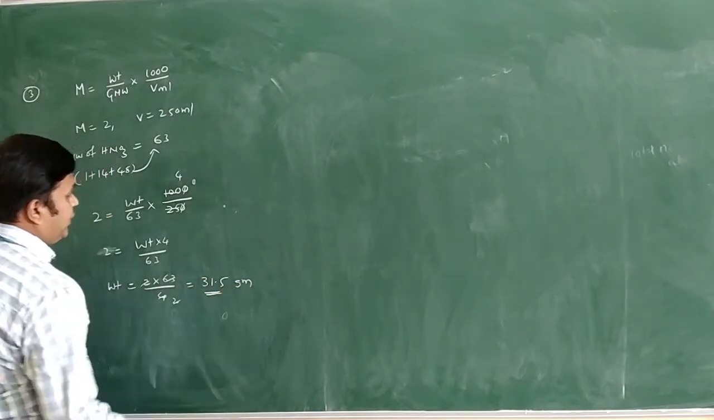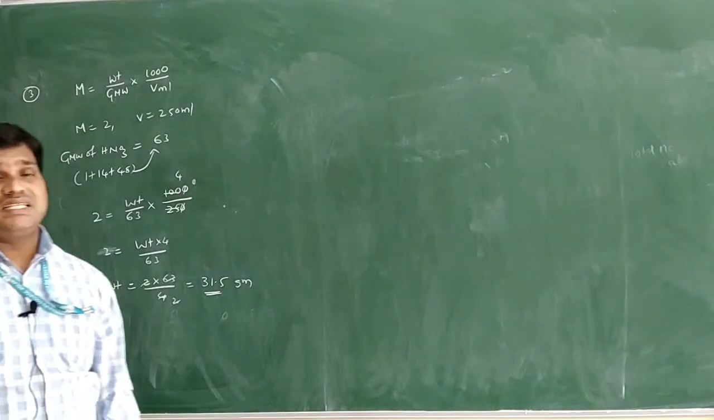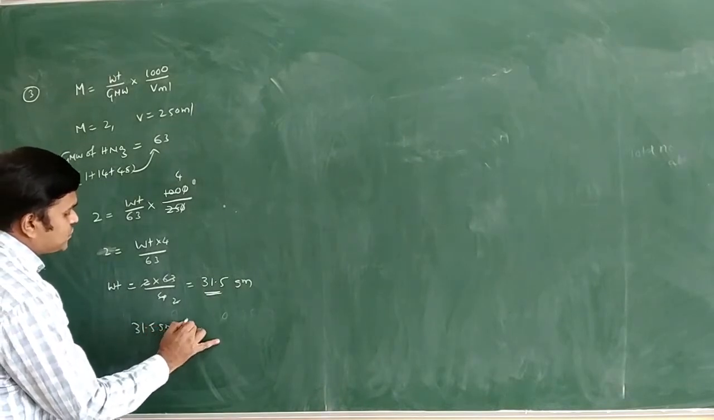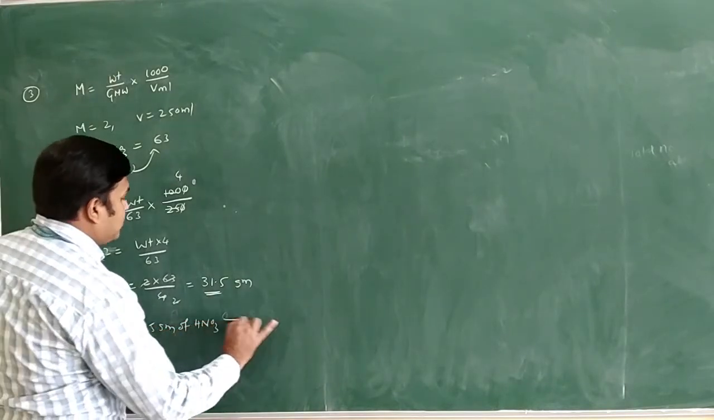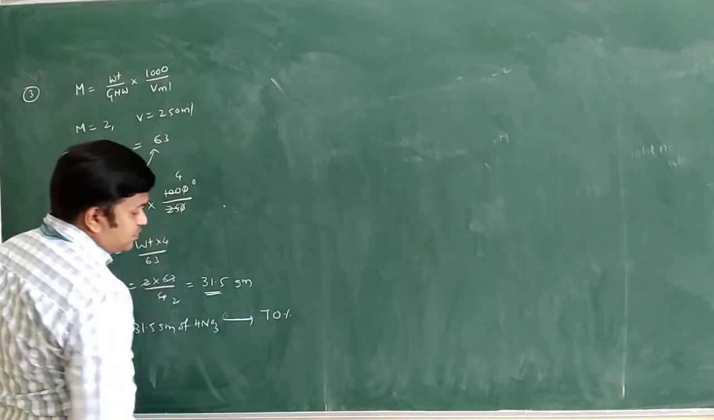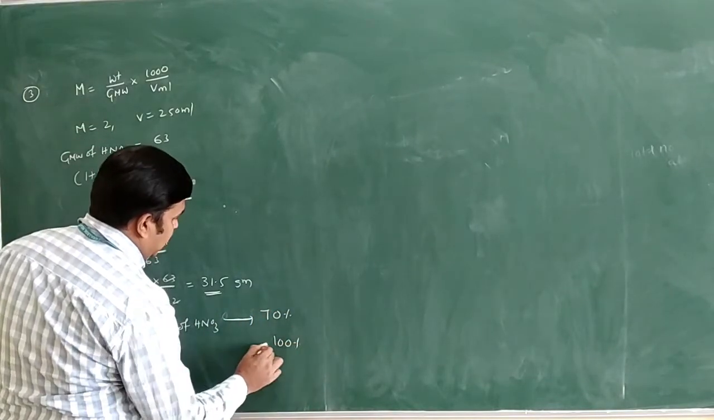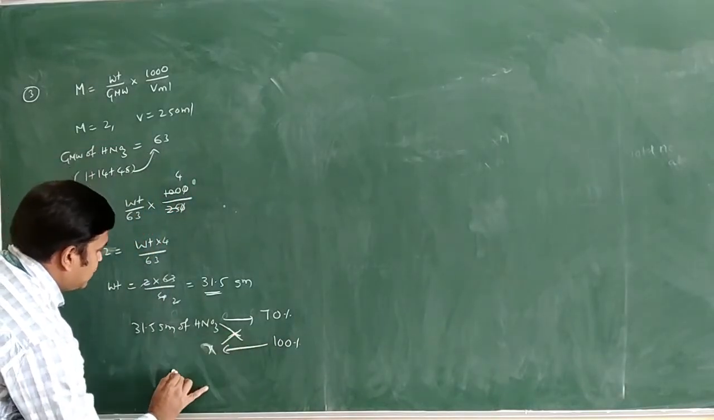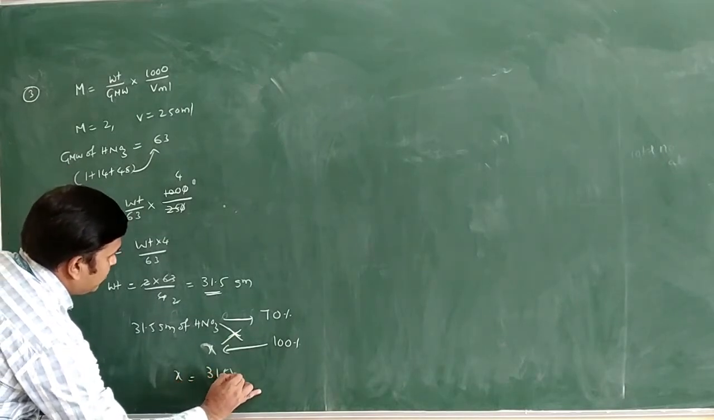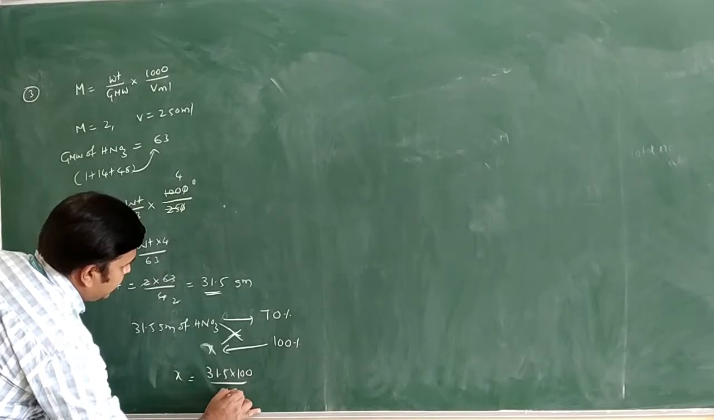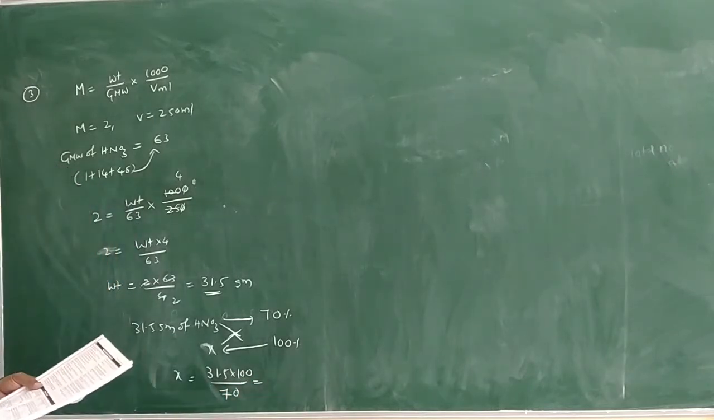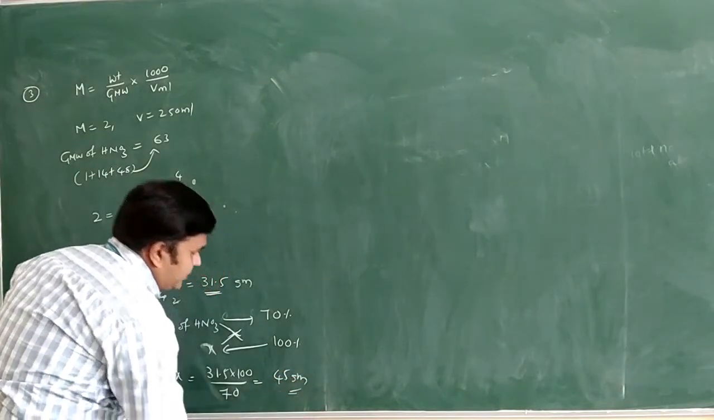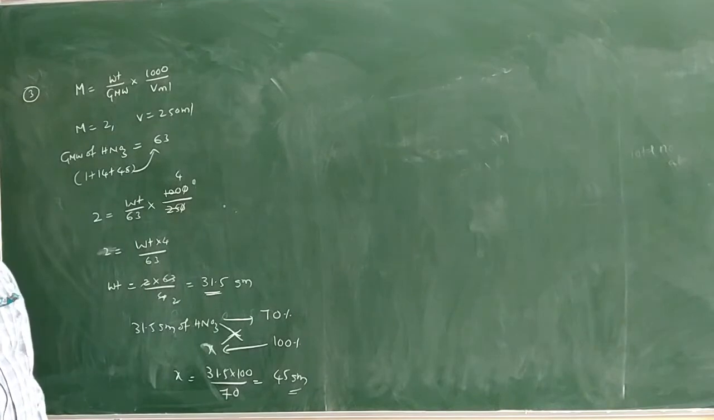So this is the weight of the concentrated acid. How much is the purity? 70% pure only. If 31.5 grams of HNO3 is 70% pure, then for 100% purity how much is needed? Do the cross multiplication. So x is equal to 31.5 into 100 by 70. Approximately you will get 45 grams only. So this is question number 3.